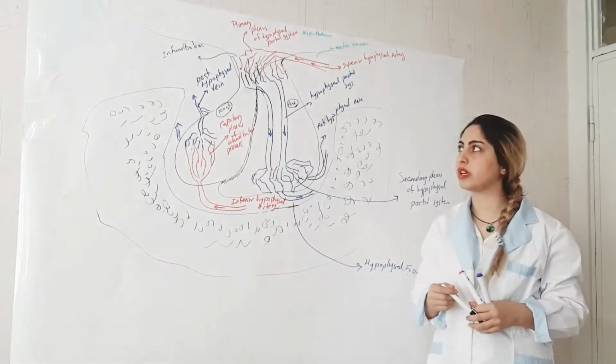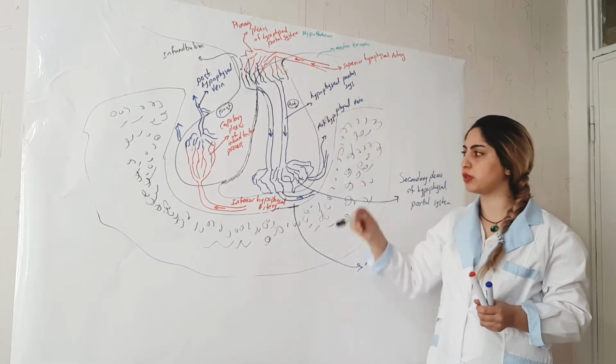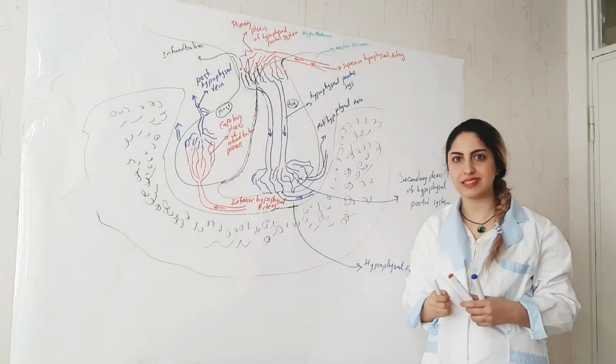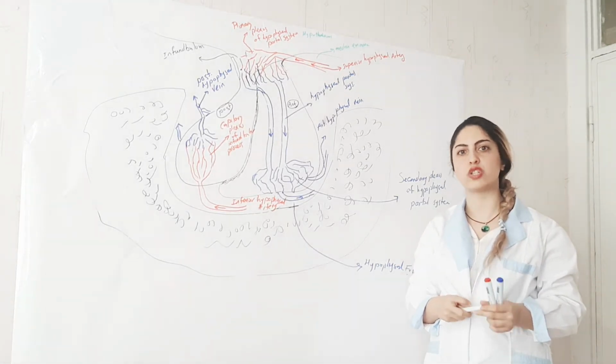Today I'm going to talk about the portal system, which is located between the hypothalamus and the anterior pituitary gland, and which helps the anterior pituitary gland to have a relation with the hypothalamus.